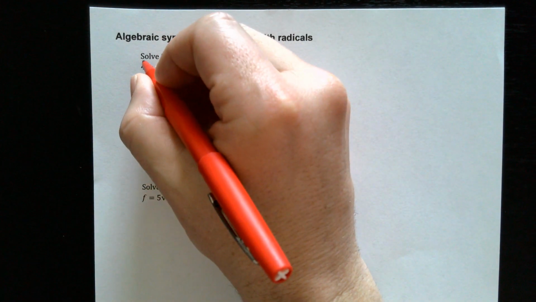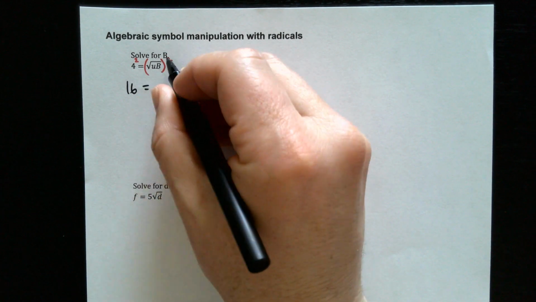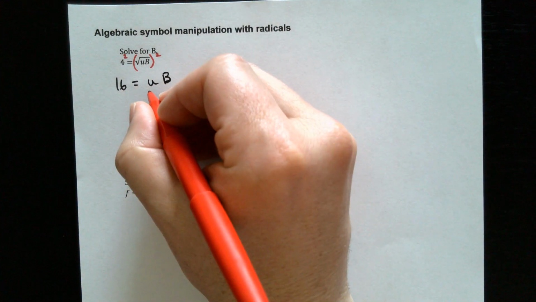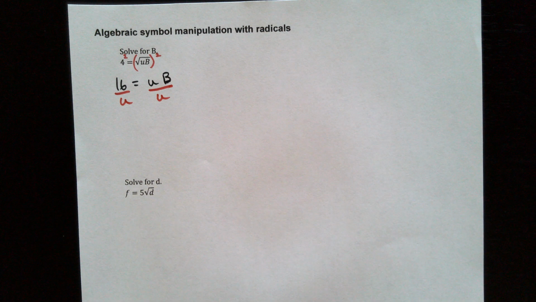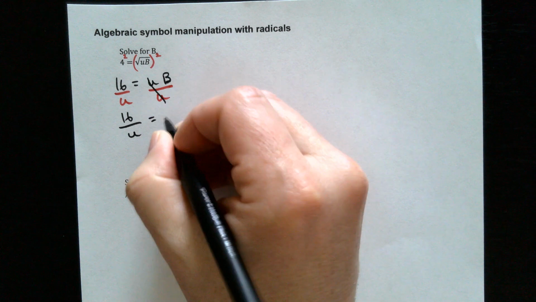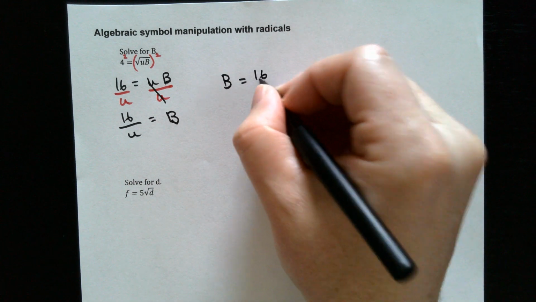Just like we've been doing on the previous videos, you square both sides to get rid of a square root. Okay, so 4 squared is 16. And then if I square this, the square and the square root cancel out and you get b. We're trying to get b by itself, so you solve by dividing by u. That gives you, this cancels, so 16 over u is equal to b. Or if you wanted to write it the other way, b is equal to 16 over u.